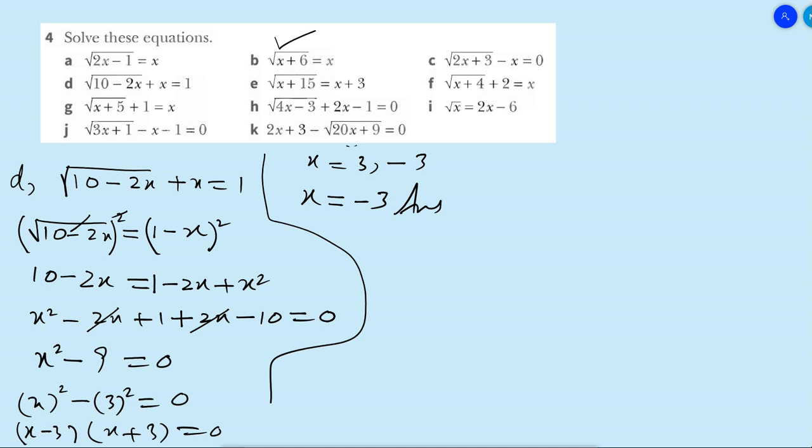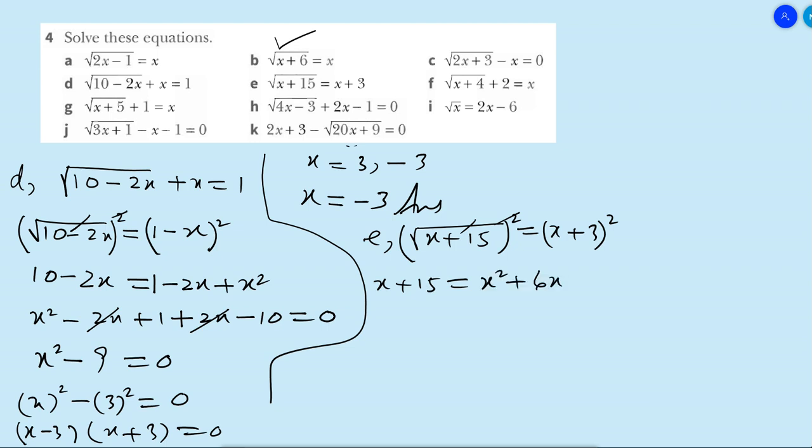Come to part E. What is part E of question number 4? √(x + 15) = x + 3. Again taking square on both sides. Square and root cancel. x + 15 = (x + 3)², which will be x² + 6x + 9, and x² + 6x + 9 − x − 15 = 0.